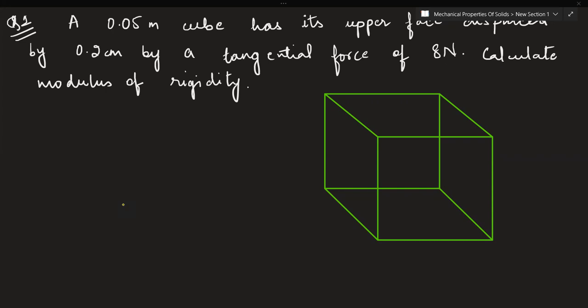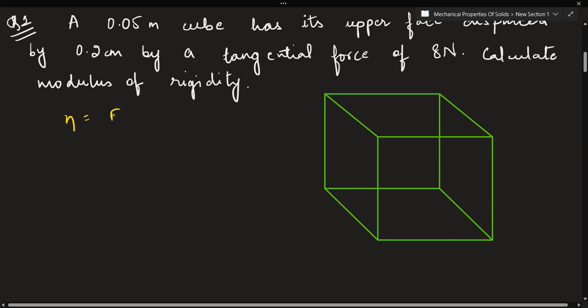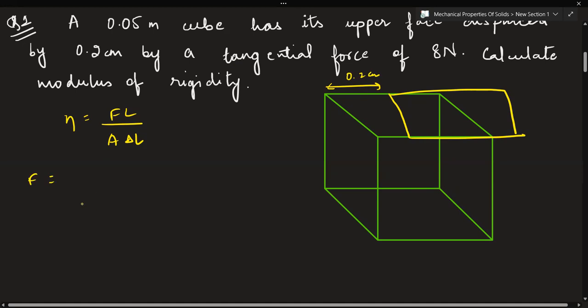For calculating modulus of rigidity, this is the formula, FL divided by A delta L, similar to Young's modulus. It says that the upper face has been shifted. It means this portion has now been shifted. So this is the change which it is referring to as 0.2 centimeter. You just tell me what the values given for these things are. What is the force given? What according to you is F?